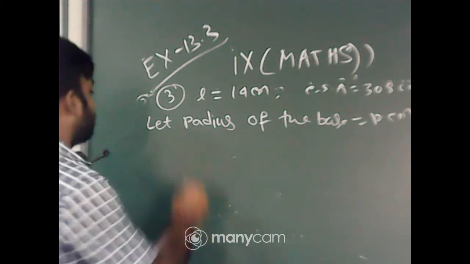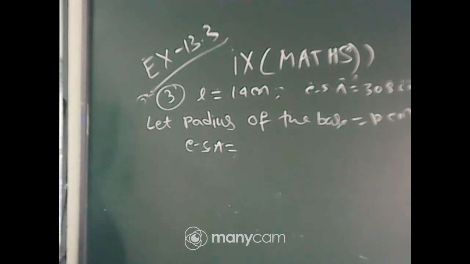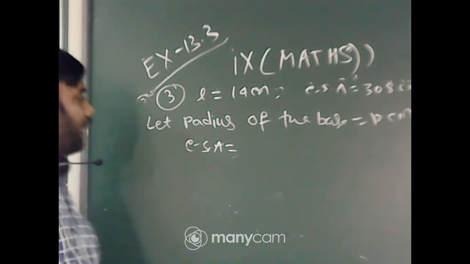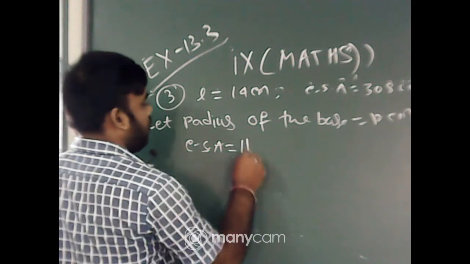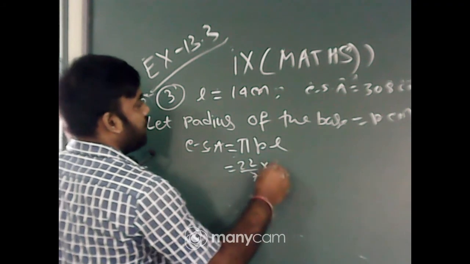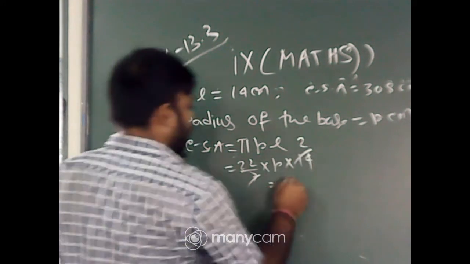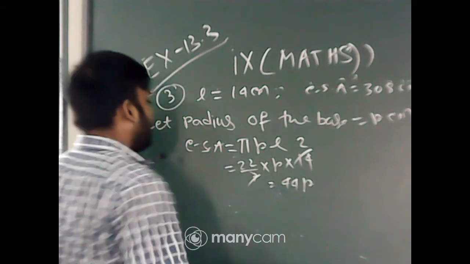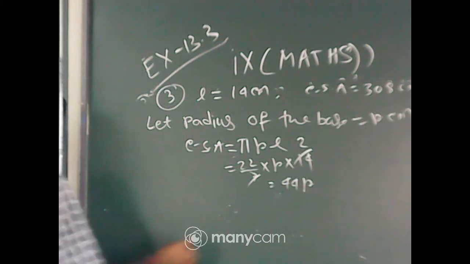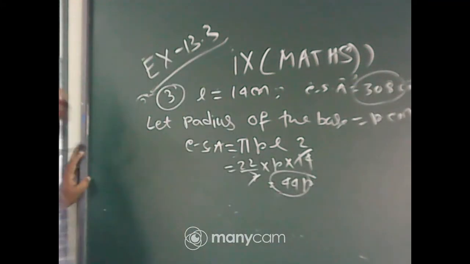Now what is the formula of CSA? Tell me quickly. What is the formula of CSA of a cone? Quickly. That is pi RL. 22/7, R we have to find, and L is 14. That is CSA equal to 44 R, and it is also given CSA equal to 308. Both are the CSA.